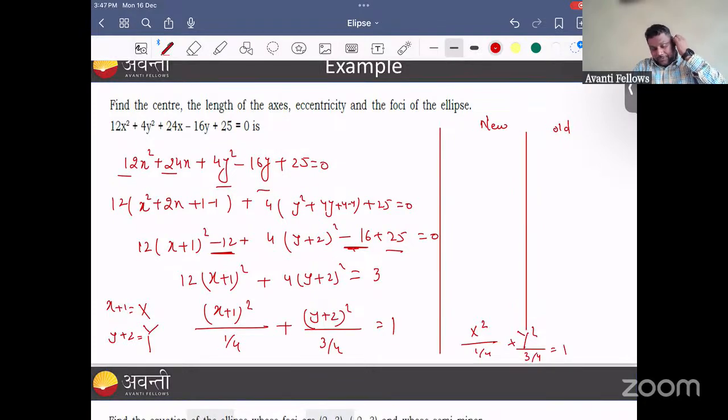Now see, for the new ellipse, center will be what? 0, 0, meaning capital X 0 and capital Y 0. So for the old ellipse, if you put capital X 0, small x is minus 1. If you put capital Y 0, small y is minus 2. Correct? Have a look.